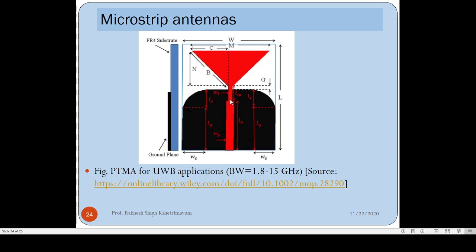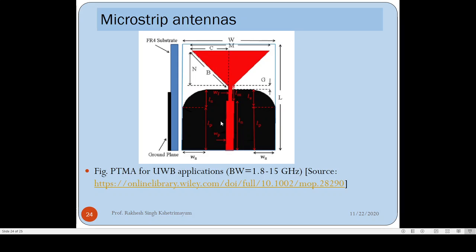And you see that there is some change in the width of the microstrip line. See, this is a feed line. The feed line has a microstrip width of WP. We have impedance matching here. Basically, we have used step impedance matching here. That's why we have a huge bandwidth. This antenna works from 1.8 to 15 GHz. We have fabricated and tested this antenna, and it is giving a measured bandwidth from 1.8 to 15 GHz.